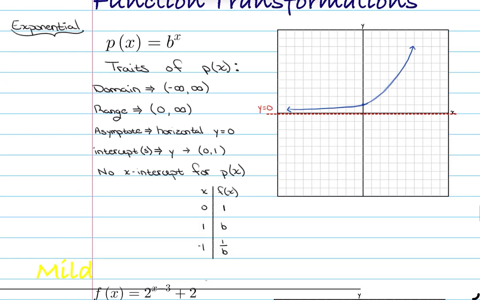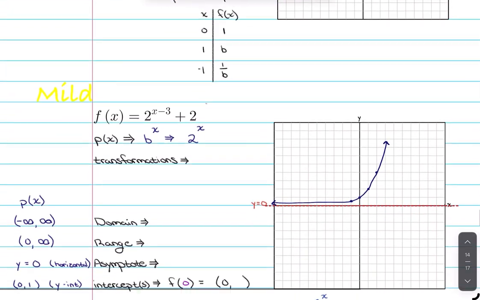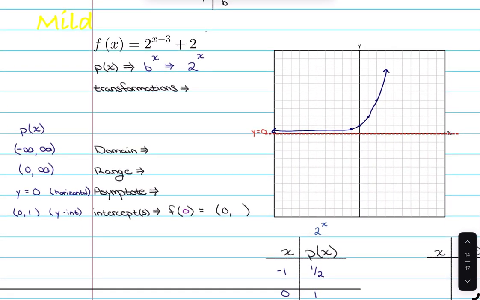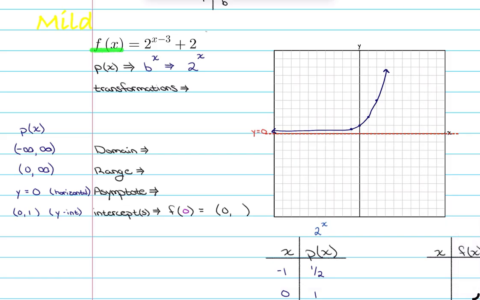So if we take a look at our mild example here, notice I have f of x is equal to 2 to the x minus 3 power plus 2. Okay, so that means that we have an exponential function. So that means the parent function is b to the x, and we're even going to get more specific because we have 2 to the power of x. We know what our base is now, so 2 to the x.